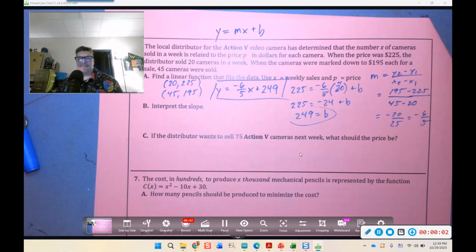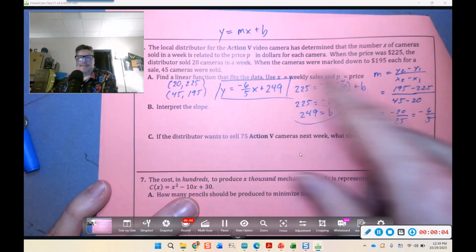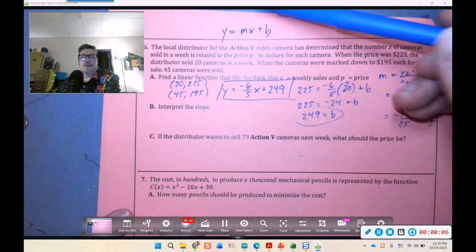All right, well, I got halfway through the problem and my computer froze. So this is how we do this piece.